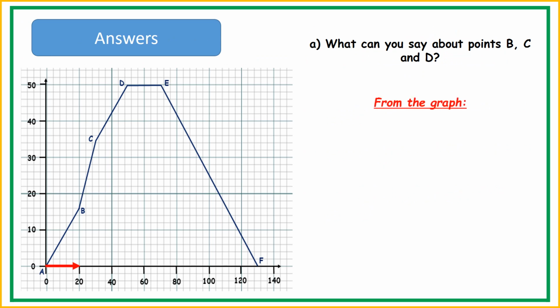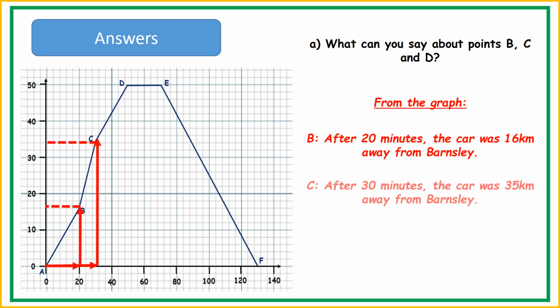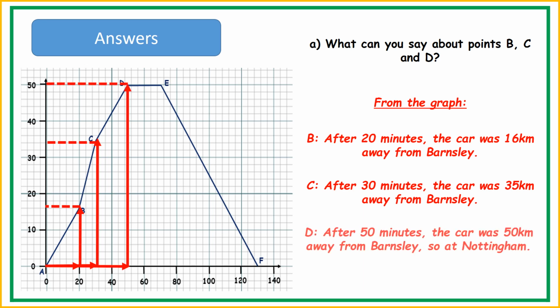From the graph here, after 20 minutes, the car was 16 kilometres away from Barnsley. Okay, nice big fact. After 30 minutes, it was 35 kilometres away from Barnsley. And after 50 minutes, the car was 50 kilometres away from Barnsley, so it was at Nottingham. It had reached its destination. You can see that the speed is different between each of those points.